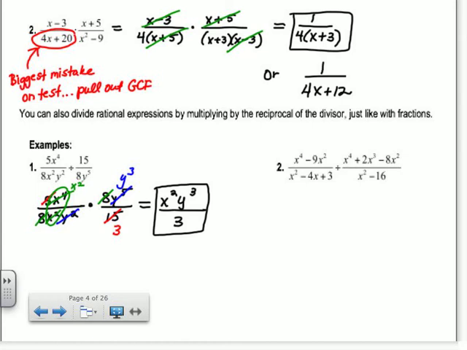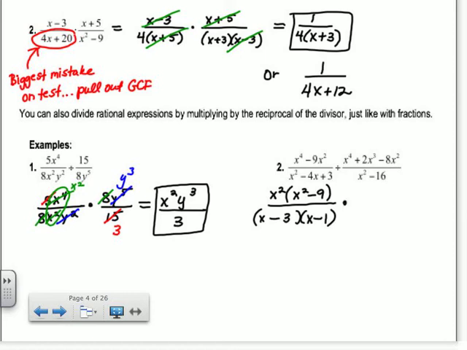Okay, so the next one, we're going to have to factor everything completely as we're doing this. So the top is x to the fourth minus 9x squared. So that means I can pull out an x squared, the GCF, and I have x squared minus 9 left, which is actually going to factor further. On the bottom, I have x squared minus 4x plus 3, so that's going to be x minus 3 and then x minus 1, both of them minus, right? So x minus 3, x minus 1.